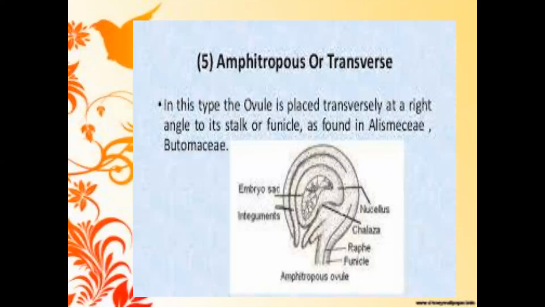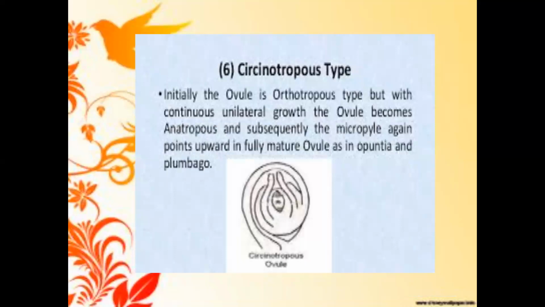So in this, the funiculus and micropyle are both brought nearer. So both come nearer. Here the degree of curvature is 160 degrees. The examples of the amphitropous are Alismaceae and Butomaceae.